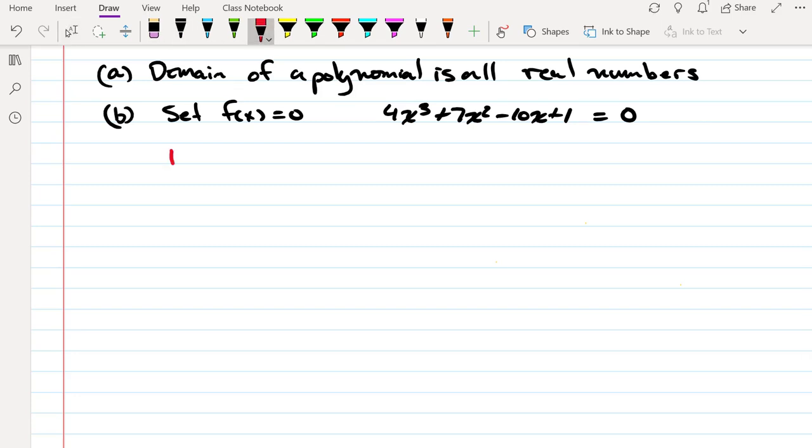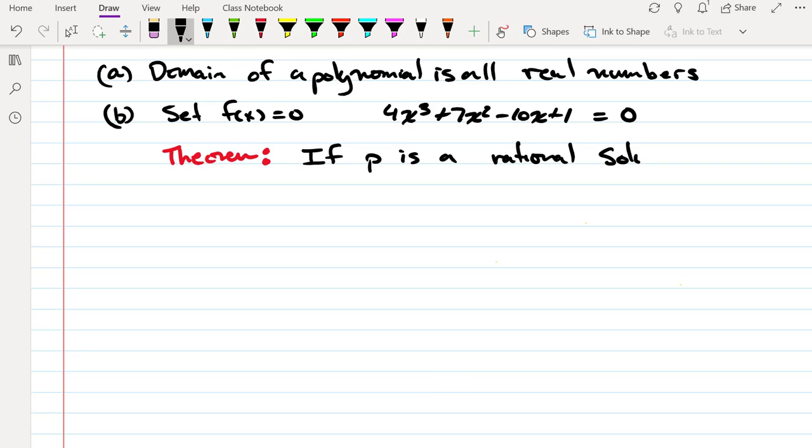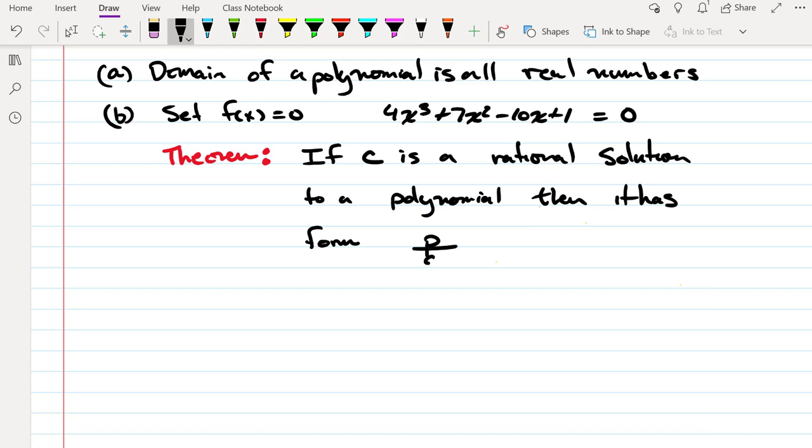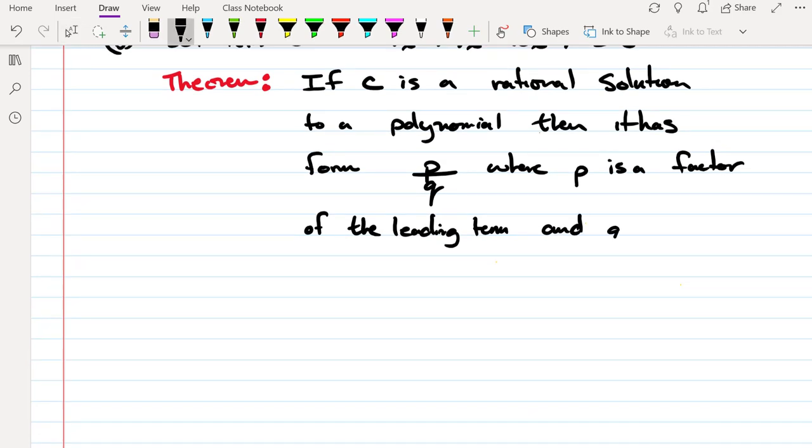So we have a theorem from way back, and our theorem is if C is a rational solution to a polynomial, then it has the form P divided by Q, where P is a factor of the leading term, and Q is a factor of the constant. Let's use C and not P, since I'm going to need P in a second.